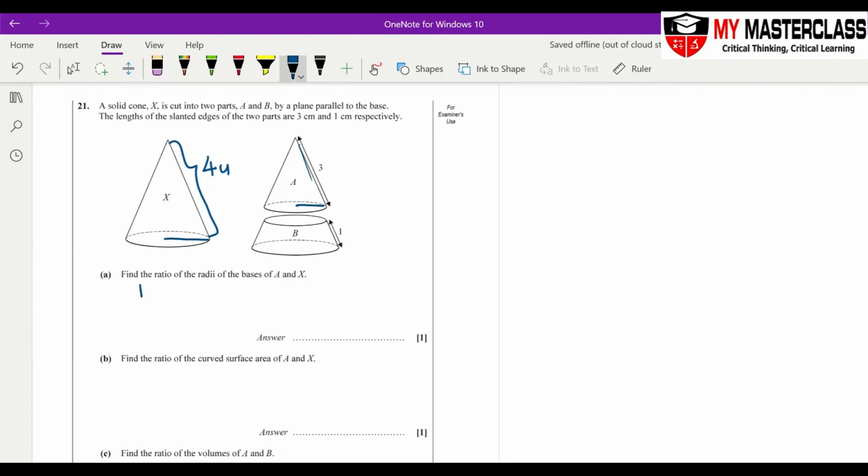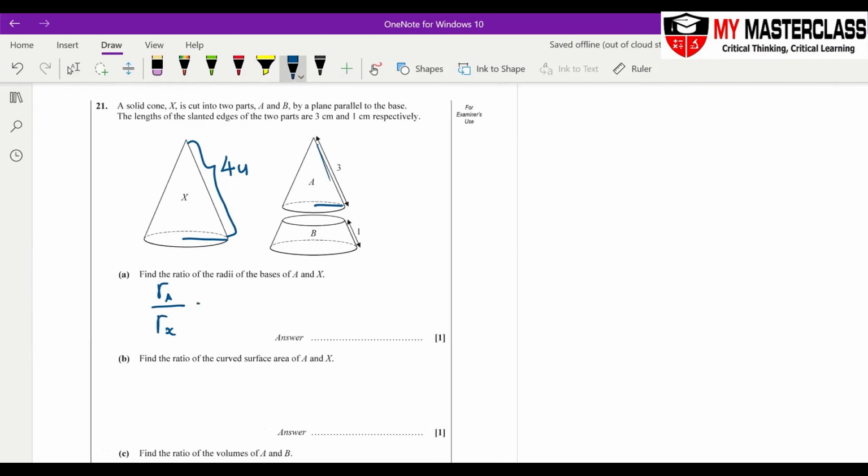Okay, usually how we write is like that: R of A over R of X. The radius of A over the radius of X is also going to be equal to 3/4. Because if this over this is 3/4, it means that this is R of A and this is R of X. Their proportion is going to be the same.